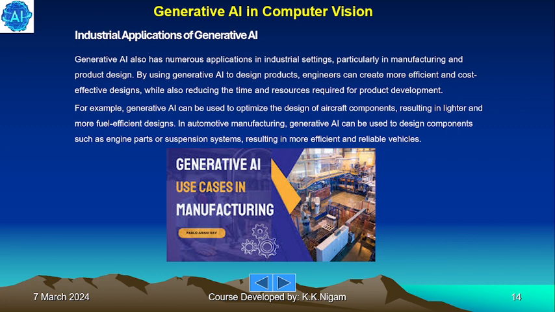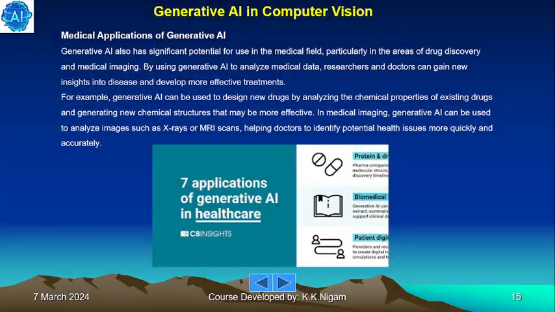For example, generative AI can be used to optimize the design of aircraft or components, resulting in lighter and more fuel-efficient designs. In automotive manufacturing, generative AI can be used to design components such as engine parts or suspension systems, resulting in more efficient and reliable vehicles.